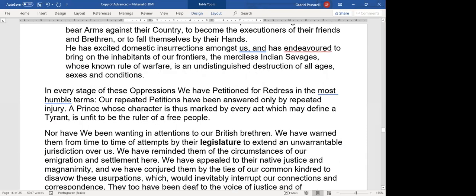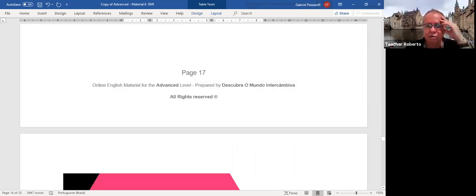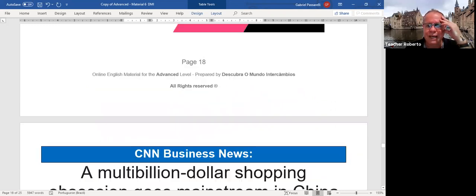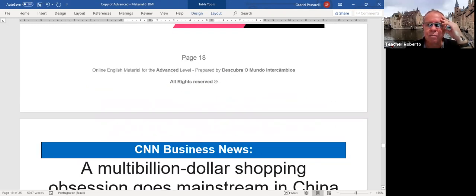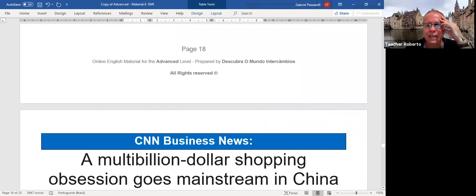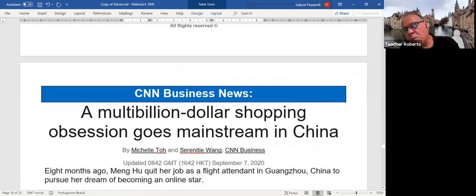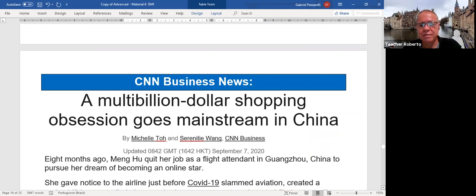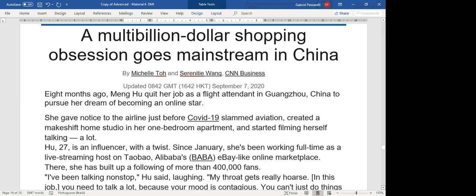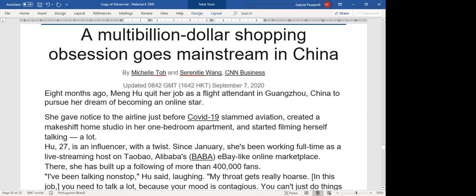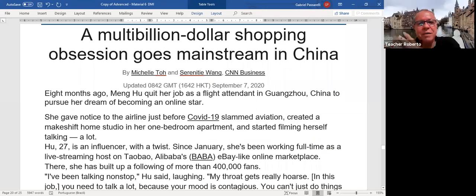All right, we're done here. Just to conclude this material, there is an extra material on page 19 that I got from CNN last week. It's called "A multi-billion-dollar shopping obsession goes mainstream in China." Have you had a chance to look at it? This is about a new multi-billion-dollar business. It's practically becoming an obsession in China.